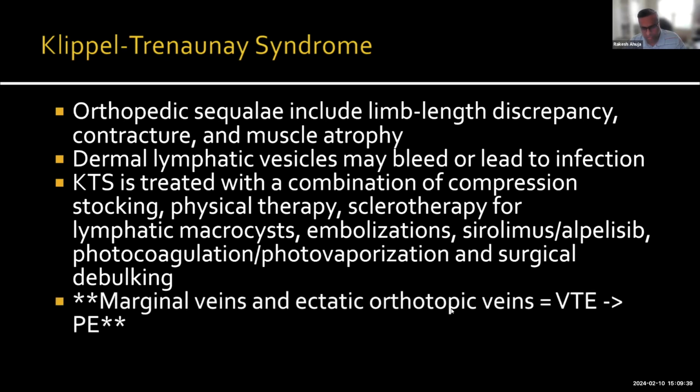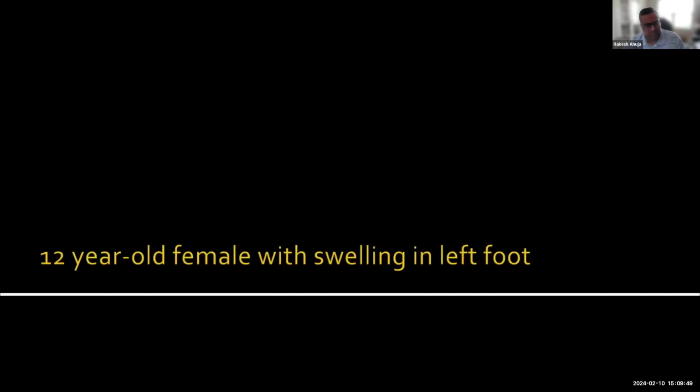Marginal veins or ectatic orthotopic veins can lead to PEs and venous thromboembolic disease. That's why it's important that you do a proper venogram, and treat them if there is an adequate deep venous system present.